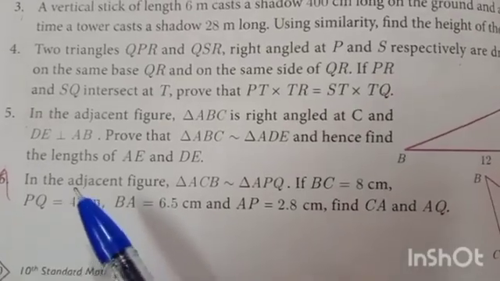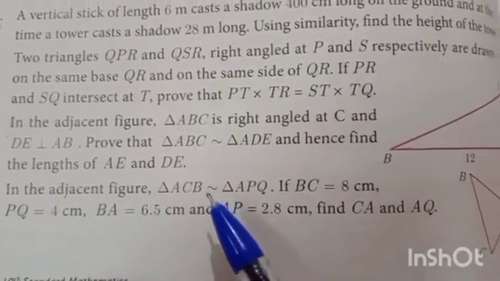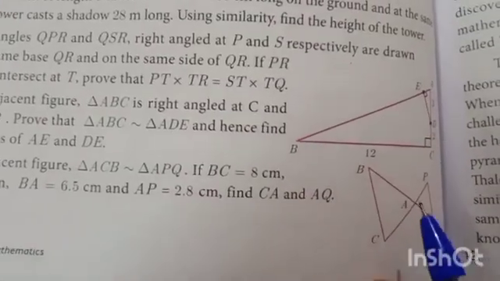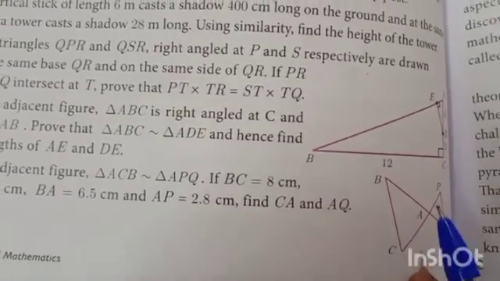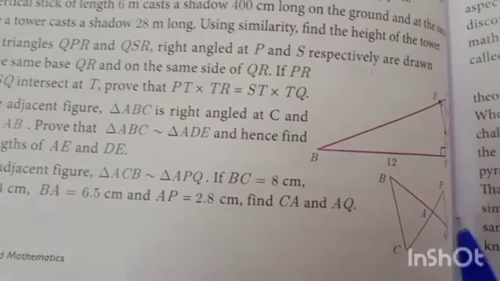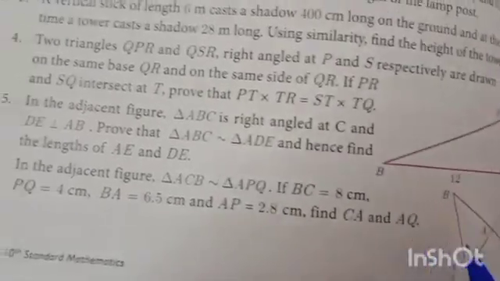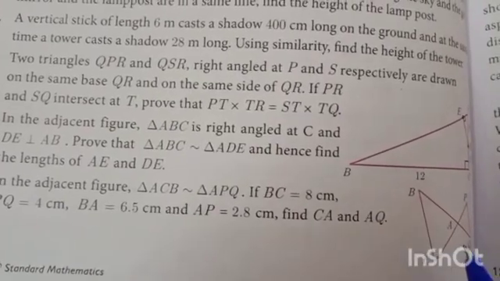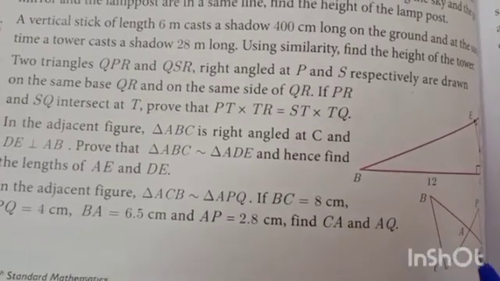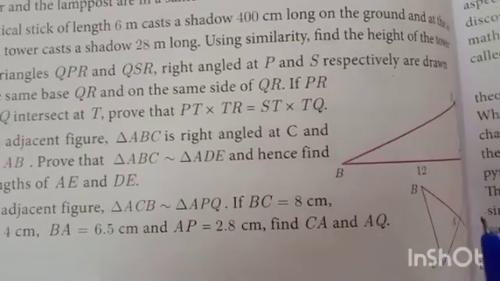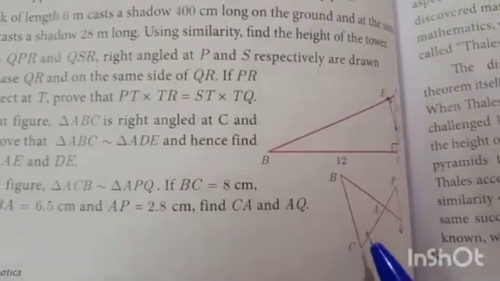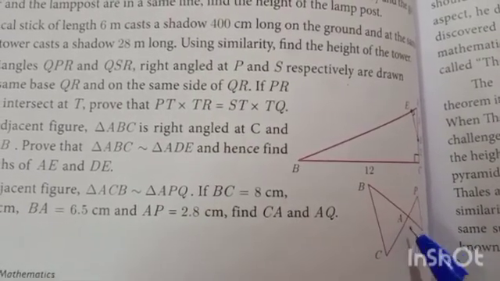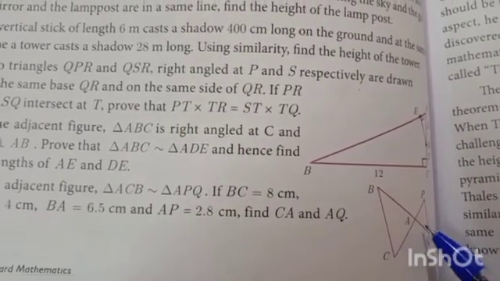Students, now sixth question. In the adjacent figure, triangle ACB is similar to triangle APQ. BC is equal to 8 cm. PQ is equal to 4 cm. BA is equal to 6.5 cm. AP is equal to 2.8 cm. Find CA and AQ. We want to find the length of CA and the length of AQ.